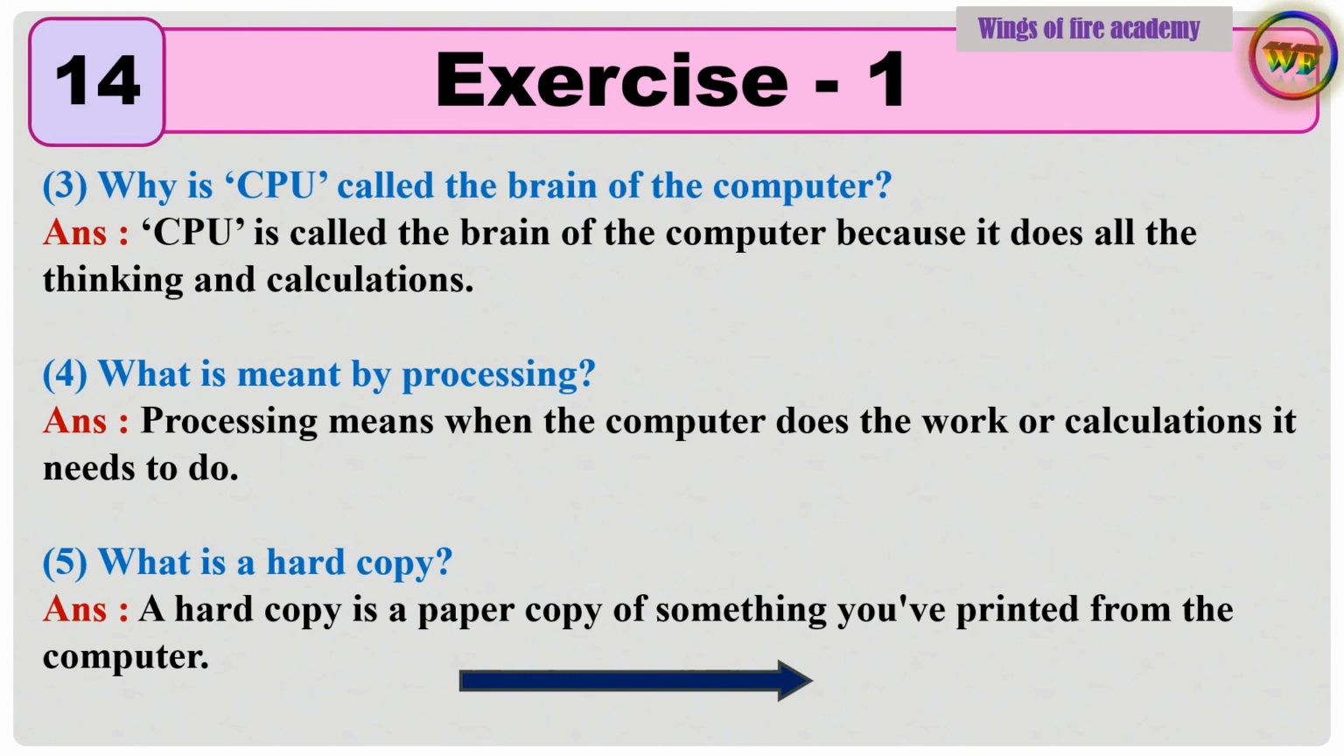3. Why is CPU called the brain of the computer? Answer: CPU is called the brain of the computer because it does all the thinking and calculations. 4. What is meant by processing? Answer: processing means when the computer does the work or calculations it needs to do. 5. What is a hard copy? Answer: a hard copy is a paper copy of something you have printed from the computer.